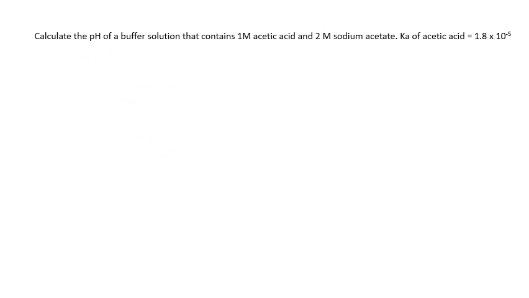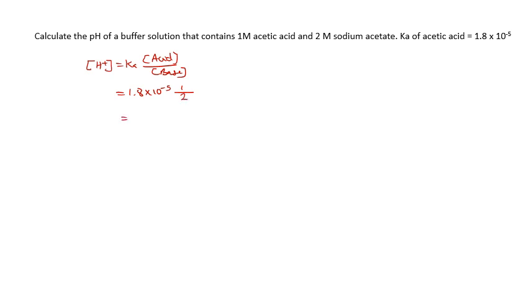Okay, next question. Calculate the pH of a buffer solution that contains 1 molar acetic acid and 2 molar sodium acetate. Ka of the acetic acid is given. So how can we solve this problem and how is it different from the previous one? So first we will start with the hydrogen ion concentration, which is Ka times concentration of the acid divided by concentration of base. So now we will substitute. Ka is 1.8 times 10 to the power negative 5. Concentration of the acid is 1 and concentration of the base is 2.